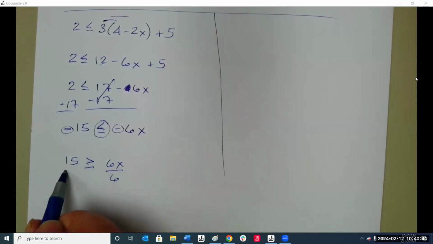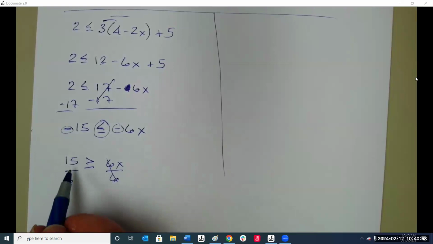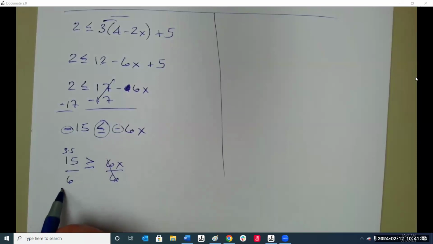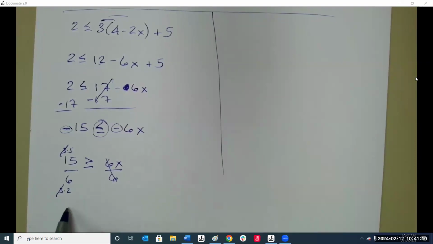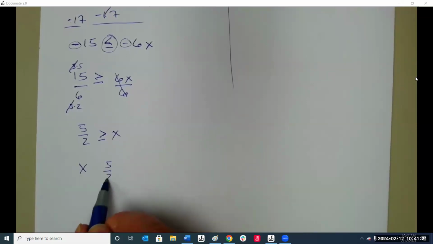And then now you could divide by 6. So what does 15 over 6 become? Do they have anything in common? What is 15 made up of? 3 times 5. What is 6 made up of? 3 times 2. So they both have a 3 in common. So it is 5 over 2. Which makes it, I flip it over, it's got to point to the x.